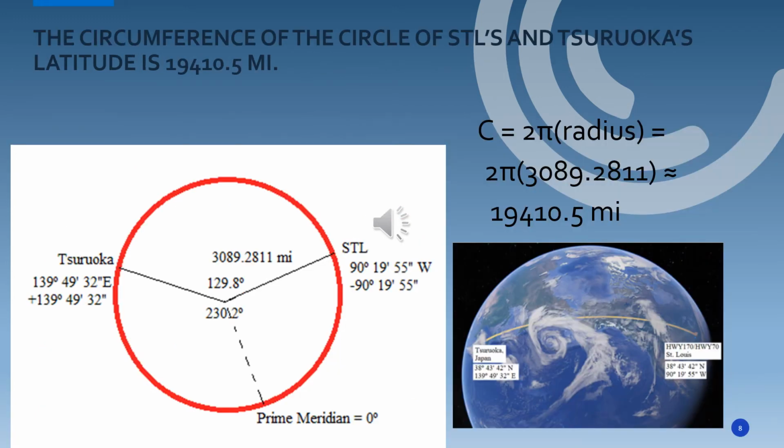The distance between our cities is going to be a fraction of the circumference of this circle of latitude. So let's find the circumference. Remember, the circumference of any circle is 2 times pi times the radius of the circle. So if I take 2 times pi times 3,089.2811 miles, I get approximately 19,410.5 miles. That's the circumference if we went all around the circle of latitude that St. Louis and Soroka, Japan fall on.